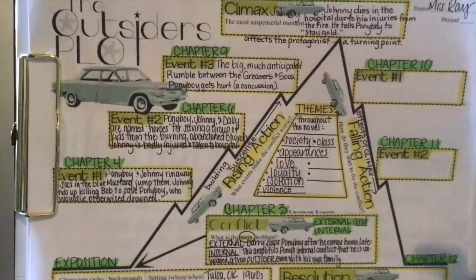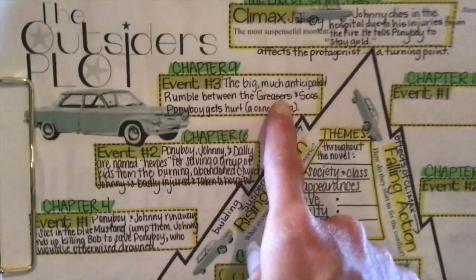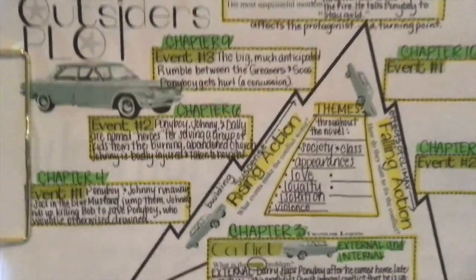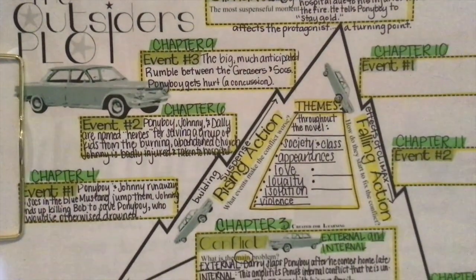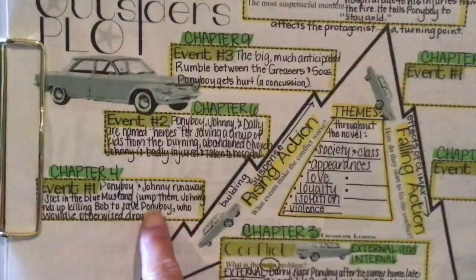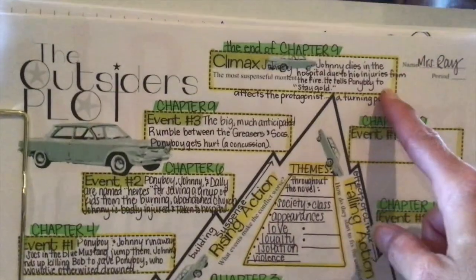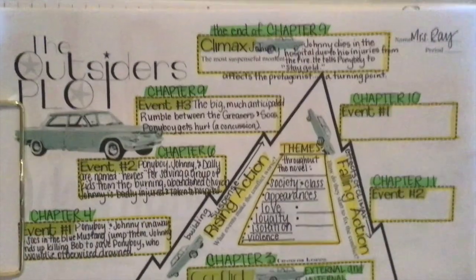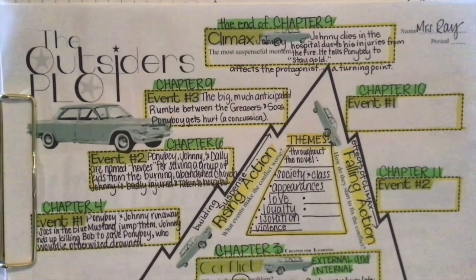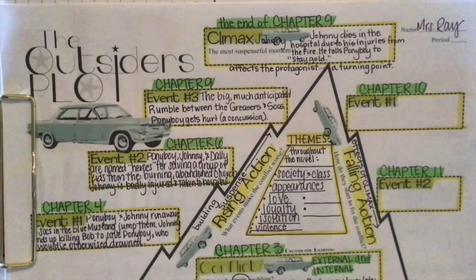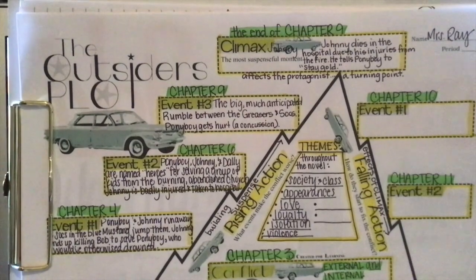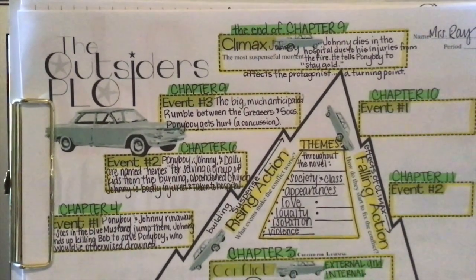So the big, much anticipated rumble between the Greasers and the Socs. Pony Boy gets hurt. He gets a concussion. But they've been talking about this rumble, about how they're going to fight after Johnny kills Bob the Soc. So you can see one event leads to another, leads to another. It's just kind of a snowball effect. And then at the end of chapter 9, that's where the climax of the book happens. The most suspenseful moment. This will always affect the protagonist, which in this case is Pony Boy. And it's a turning point for our protagonist and in the novel itself.